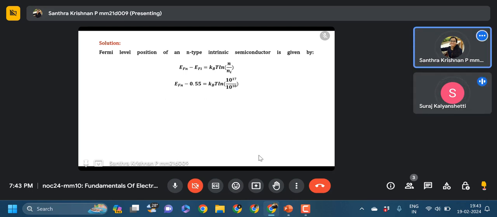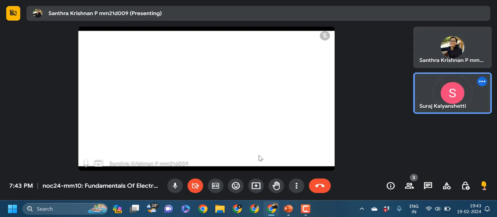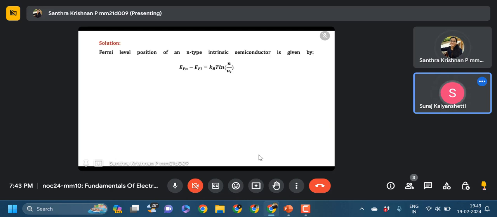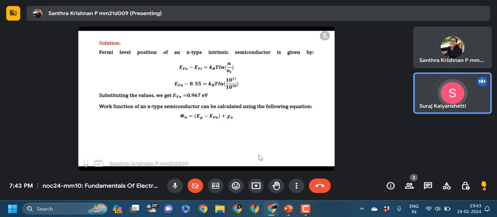Sorry. Yeah. What are we trying to find? I missed that. Whether Schottky or ohmic junctions are common, correct. So now we are trying to find phi of the semiconductor, correct? Yes. Phi of the semiconductor is nothing but your affinity plus Fermi level, that is EFn, correct? So EFi, I know it is 0.55. EFn is equal to this much. So this is the work function that we need.